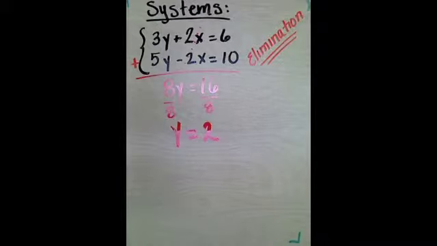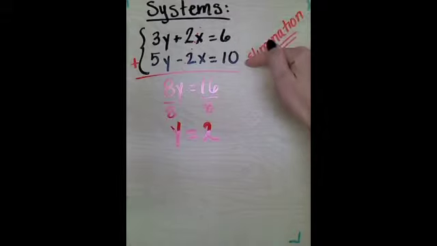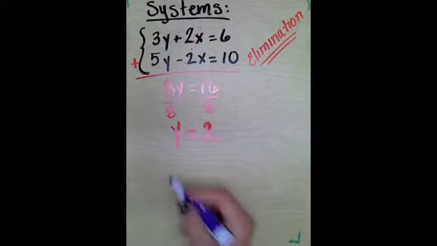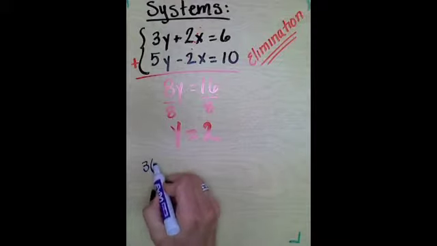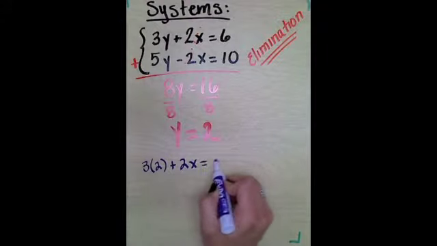Now because we are using elimination, we have to go back up to one of our equations, and we have to decide where we want to plug in y equals 2. It doesn't matter which equation you plug it into, pick the one that looks easiest. I'm going to go ahead and pick the first one, which was 3, and instead of y, we're going to plug in 2, plus 2x equals 6.